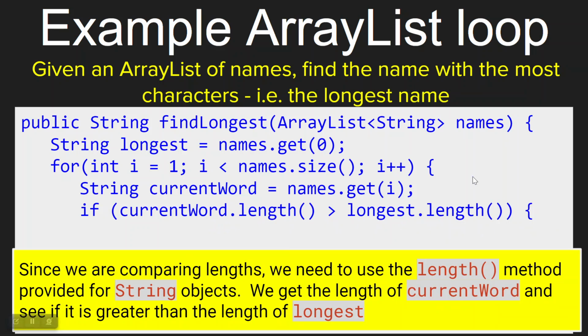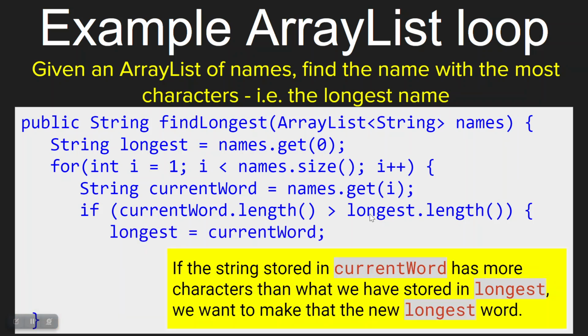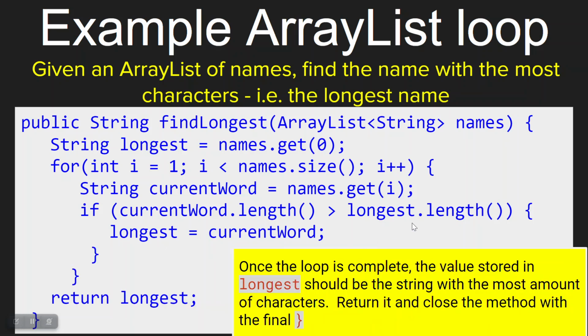So now we're comparing lengths, and because these are lengths of strings, we have to make sure that we use the parentheses, because again, with strings, length is a method. We're checking to see if the length of the current word is in fact greater than the length of the longest. And if it is, we'll reassign this variable longest to be the current word. And from there, we're going to finish up looping through the array list. This closes our if statement. This one down here closes our for loop. So once we've gone through the for loop, we can go ahead and return longest.